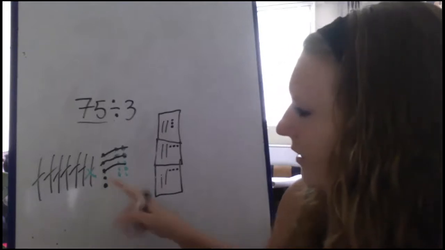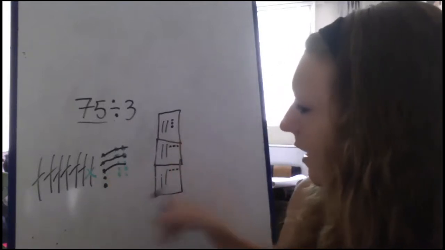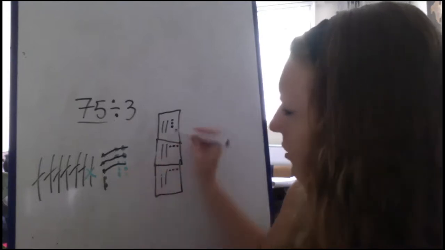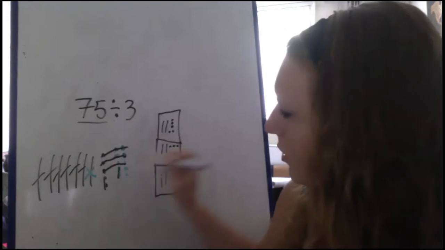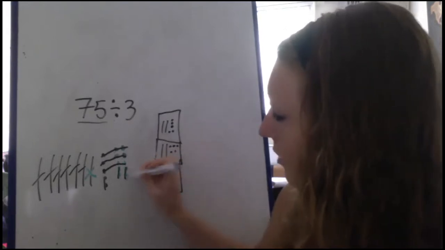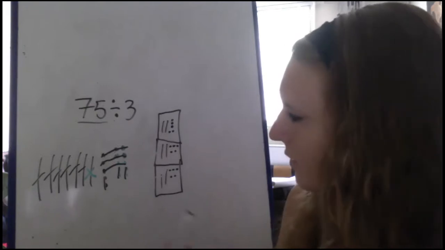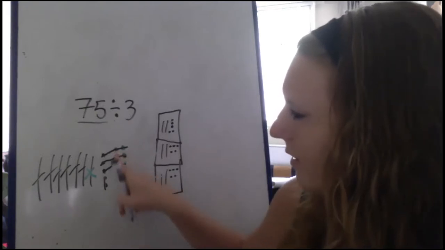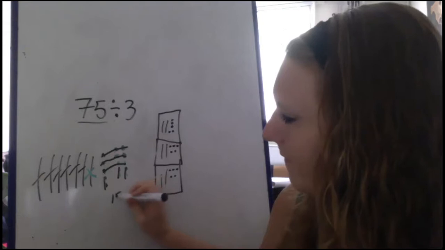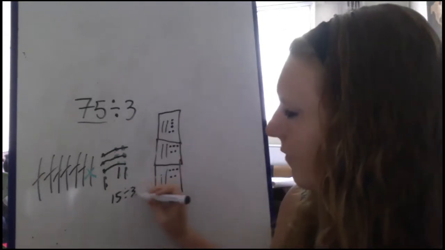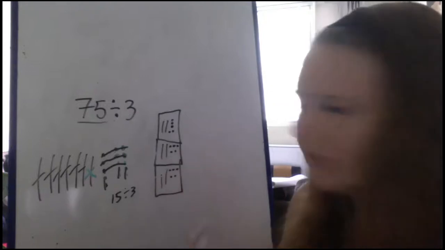Now, I can't share. If I did 1, 2, 3 here, I would run out. So I can see that I have 2 3s left. So I'm going to put 2 in this one, 2 in this one, and 2 in this one. If you want to as well, if you just wanted to count, so I know that that's 10 and 5, that's 15 shared into 3. Well, you know that 15 divided by 3 is 5. So you should put 5 dots in each one.